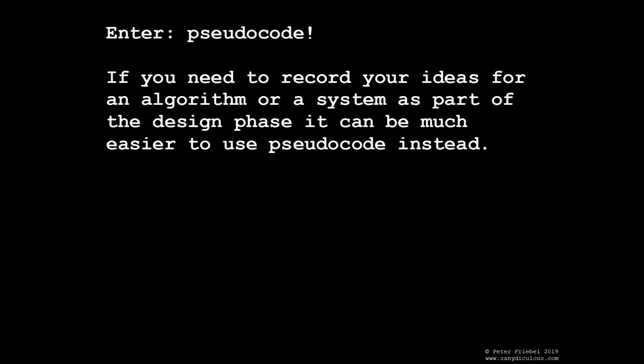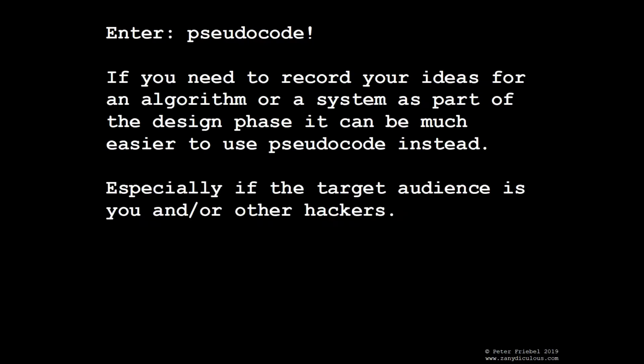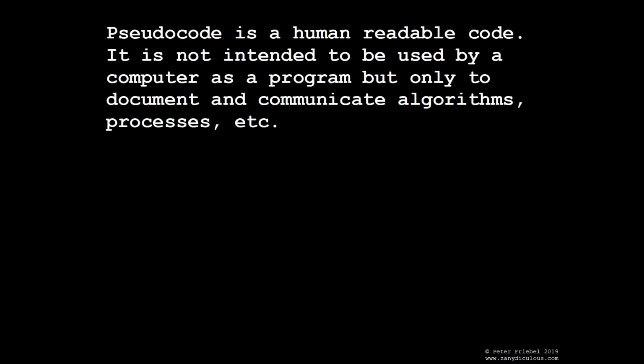If you need to record your ideas for an algorithm or a system as part of the design phase, it can be much easier to use pseudocode instead. Especially if the target audience is you and/or other hackers. Pseudocode is human-readable code. It is not intended to be used by a computer as a program, but only to document and communicate algorithms, processes, etc.